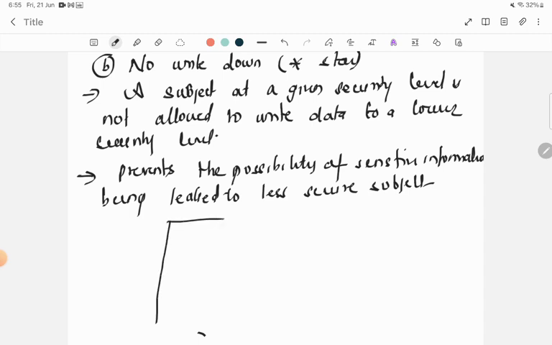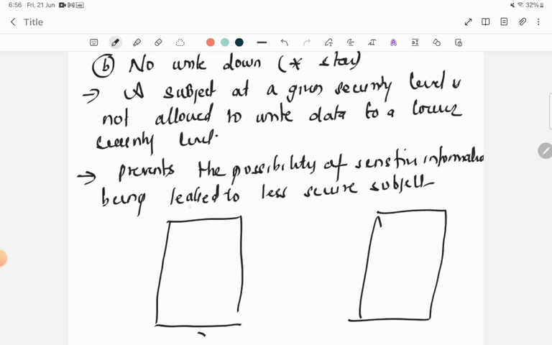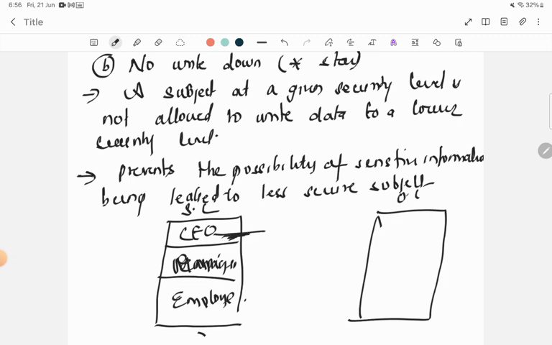So again, let's take the example of the above levels. Here are the subject levels, and here are the object levels. Subject levels are CEO, manager and employee. A subject at a given security level is not allowed to write data to a lower security level. So what does it mean? Suppose a person is a CEO.